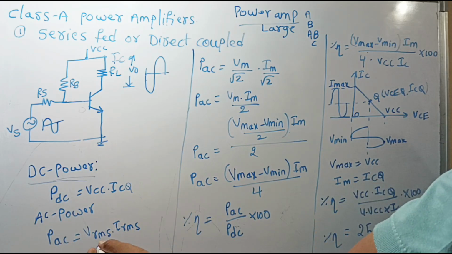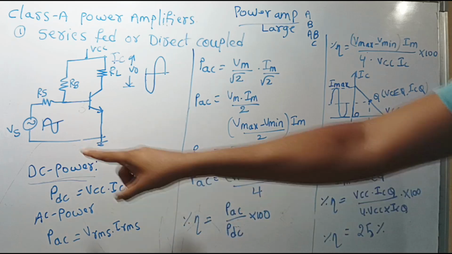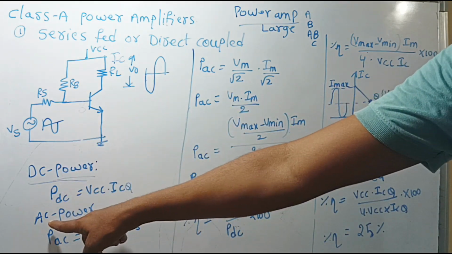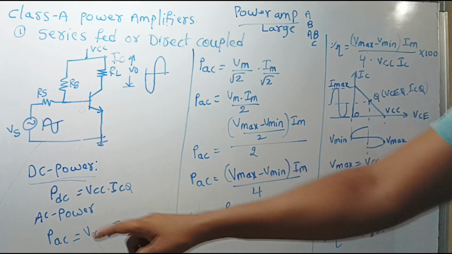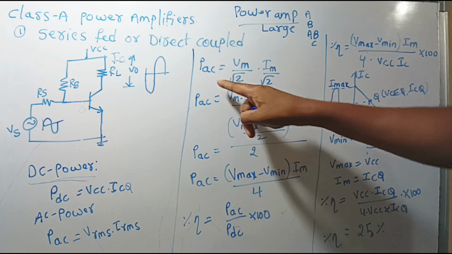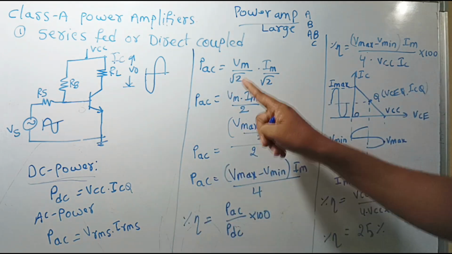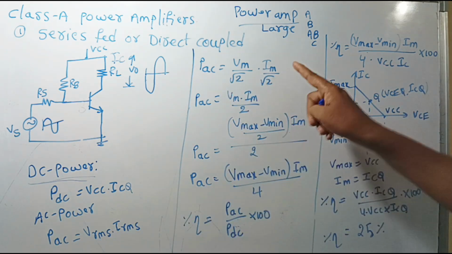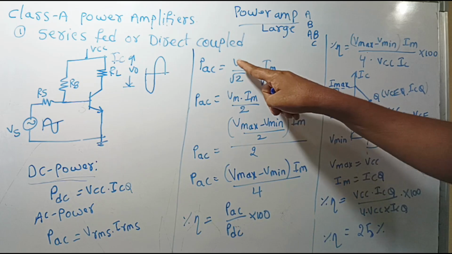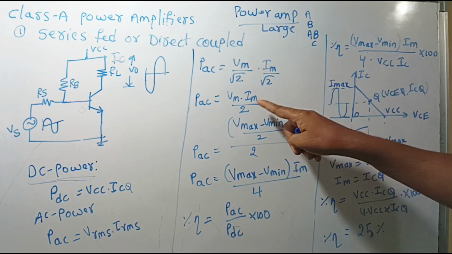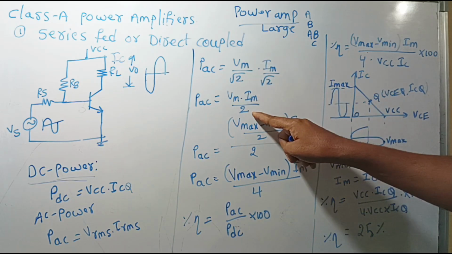Similarly, you can find the AC power. PAC is VRMS into IRMS. Whenever we give some AC signal, we have to find the AC power generated by the circuit. VRMS is Vm by root 2, and IRMS is Im by root 2. So Vm into Im, root 2 into root 2 is nothing but 2, that is Vm into Im by 2.